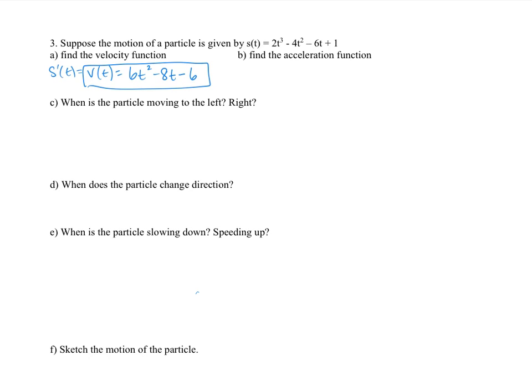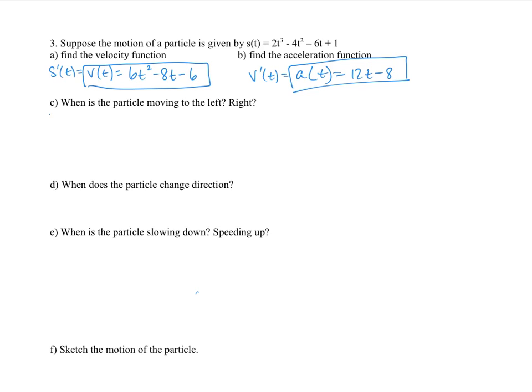Now I need to find the acceleration. Well, the acceleration is just the derivative of the velocity function, and in this case I will end up with 12t minus 8. Alright, when is the particle moving to the left and moving to the right? Again, there are many different ways to do this, but I told you, let's take a look at the velocity, but let's put it on a number line.